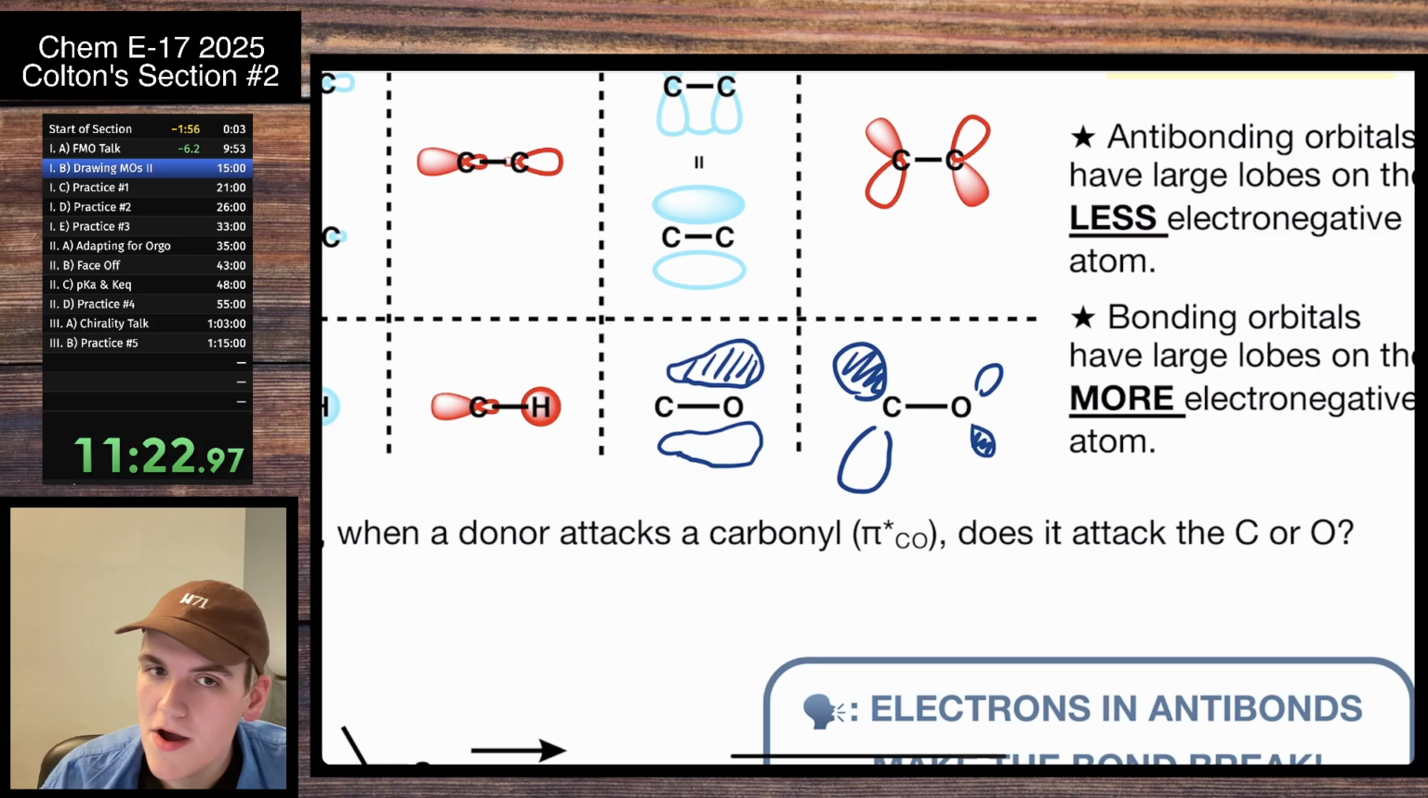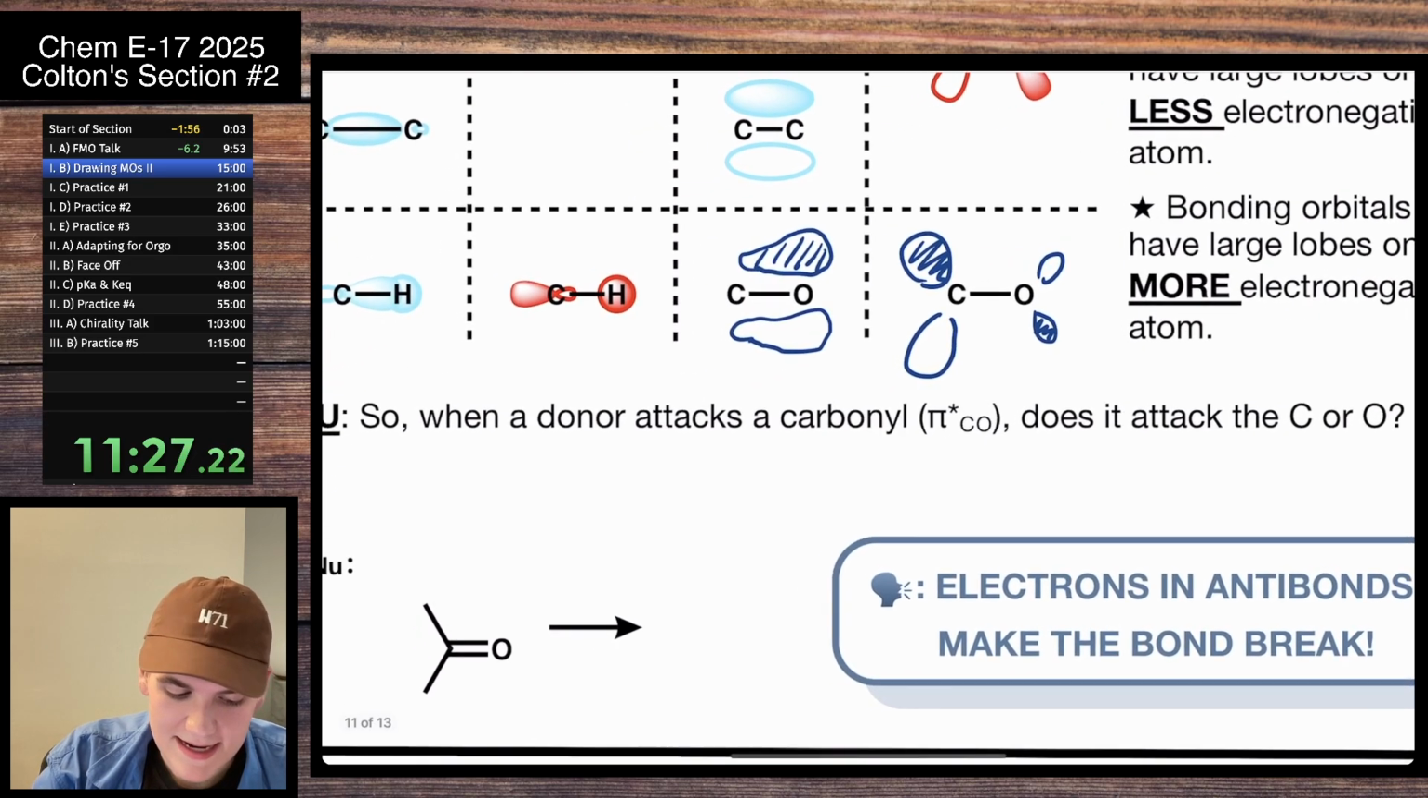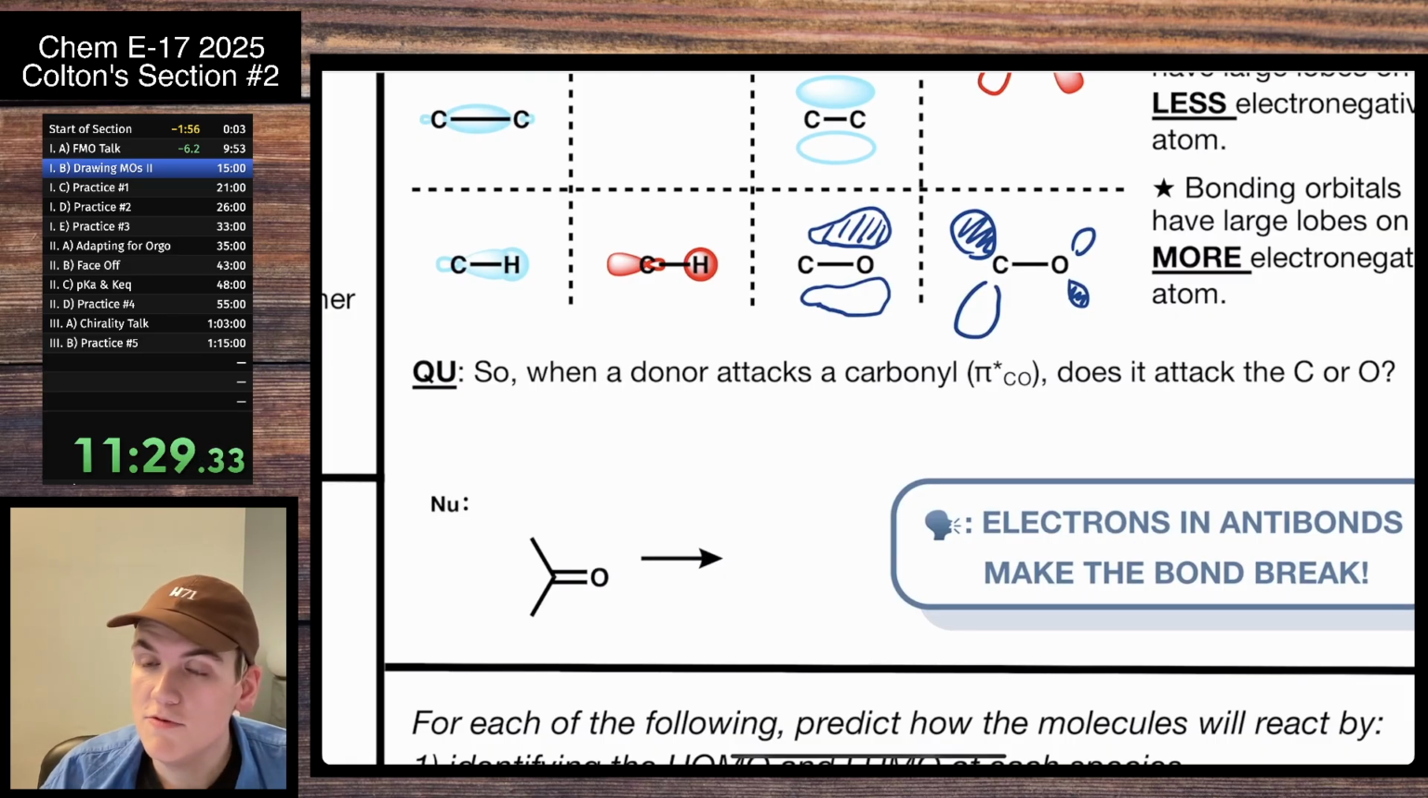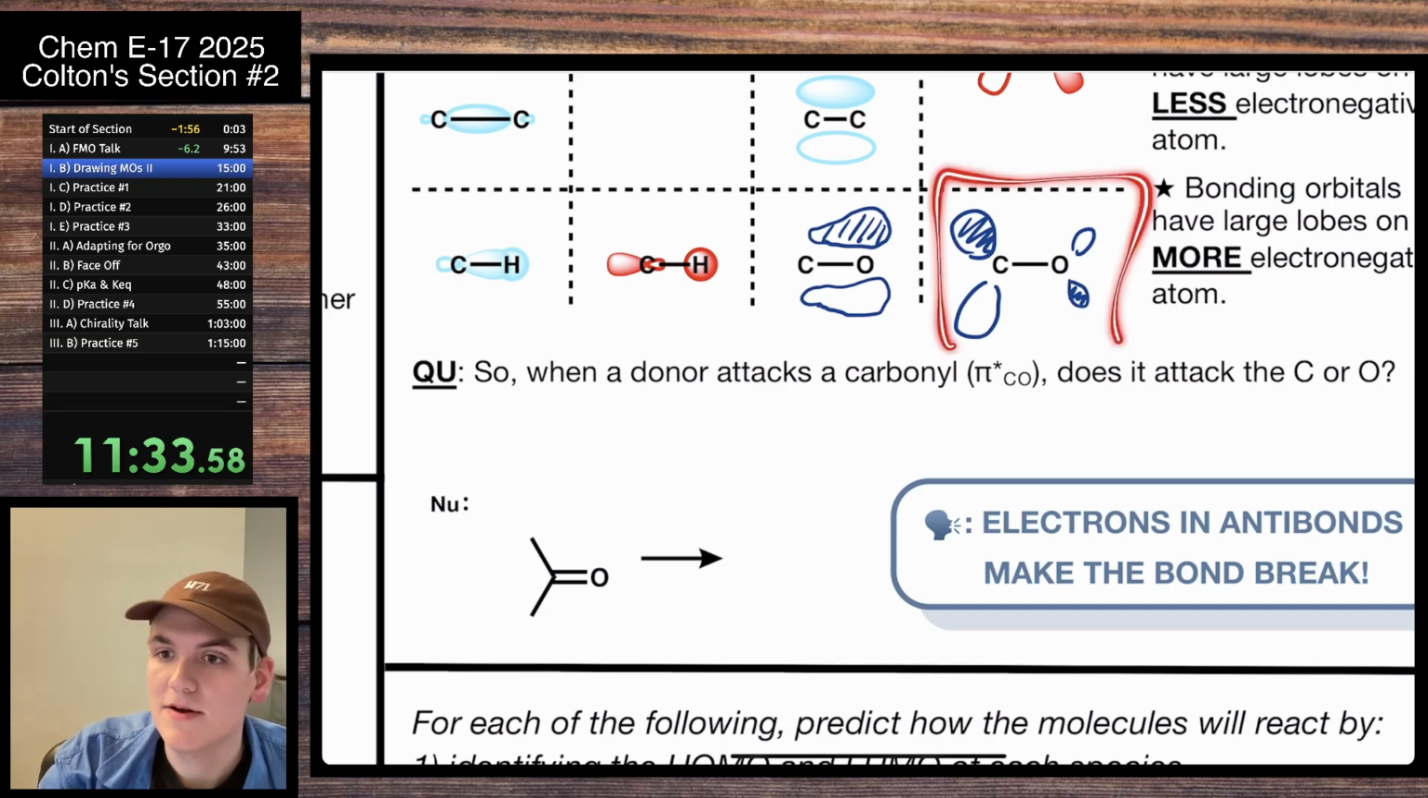So it kind of compensates for it. But now let's use this idea, and let's say we had some nucleophile donor that was wanting to put electrons in this antibonding orbital, the pi star CO. Do you think it's going to attack the carbon side or the oxygen side, based on this picture?